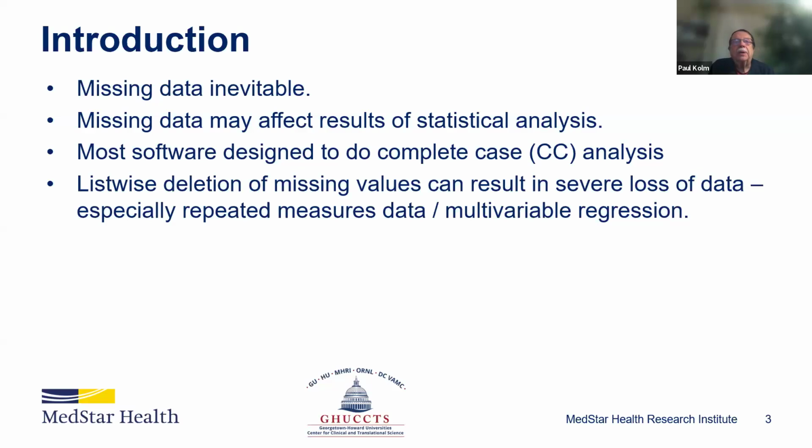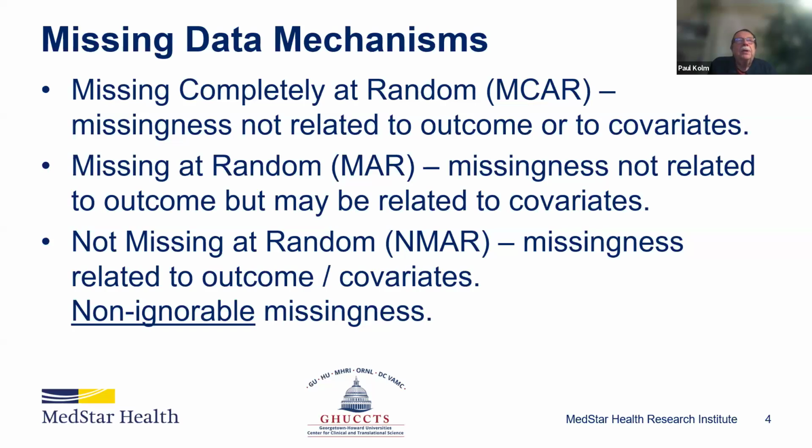It will eliminate or delete any observation that has missing values on any of the variables that you're interested in looking at. And if you have multivariable data or particularly repeated measures data, this missing data can be a really big problem. So we need to talk about why missing data is missing, or that is the mechanisms related to missing data.